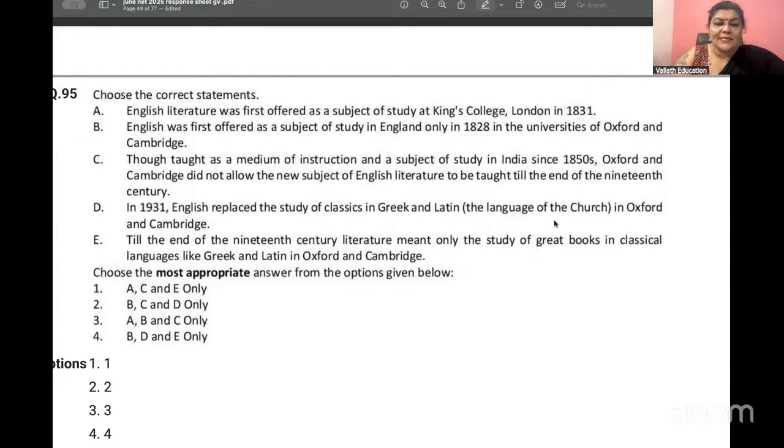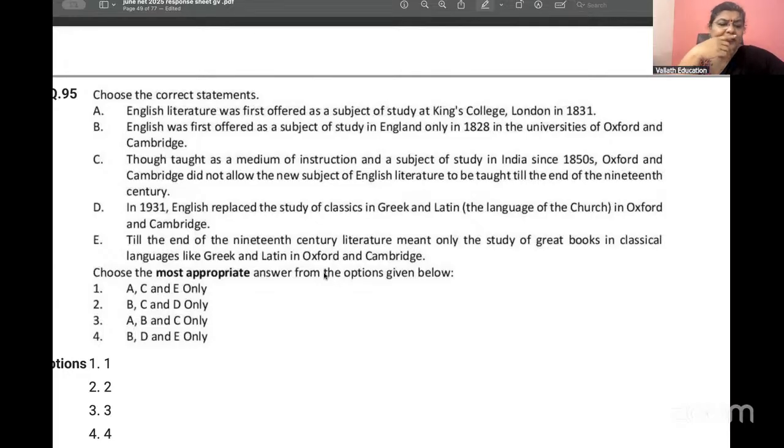English never replaced Greek and Latin. Greek and Latin were always there in Oxford. I have been to Oxford to deliver papers 4 times. I know. Maybe you don't, but Greek and Latin being replaced by English is too much, isn't it? They are such classical languages. Till the end of the 19th century, literature meant only the study of great books in classical languages like Greek and Latin. No, English literature came in the Renaissance period, didn't it? But in Oxford and Cambridge, till the end of the 19th century, literature meant only the study of great books.